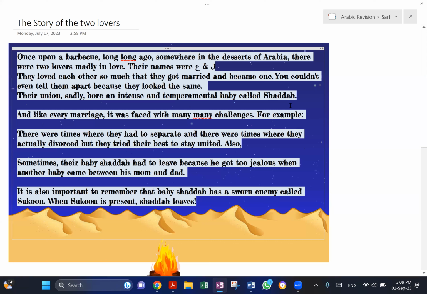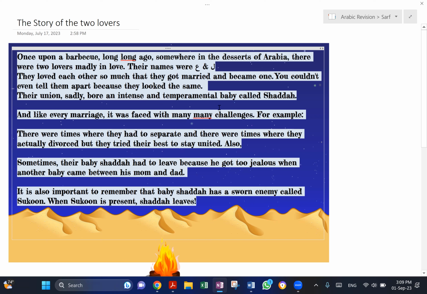Now, Ain and Lam loved each other so much that they ended up getting married. And it wasn't just enough that they got married, they actually became one. Like they became one letter. You could only tell it, they all became Lam. So Ain became Lam basically. That's how madly in love they were, that they became one. Now you couldn't even tell them apart because they looked the same. They were just basically one.